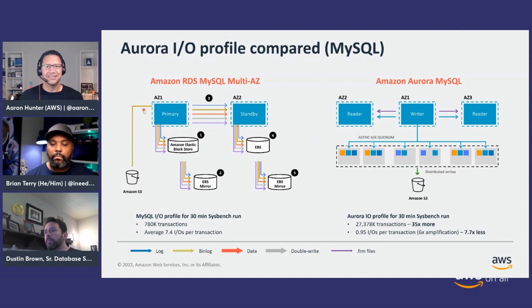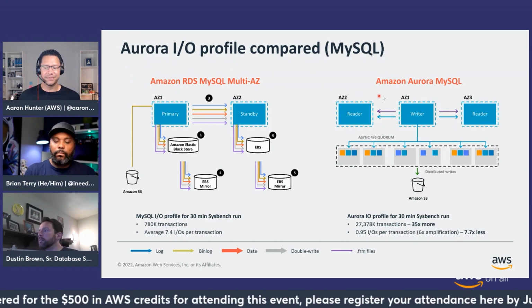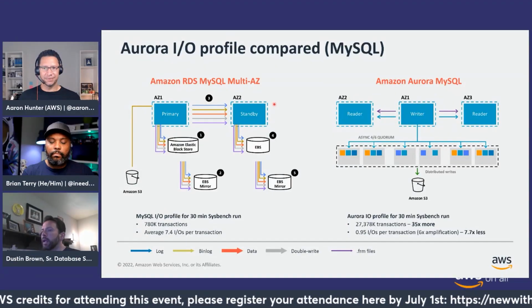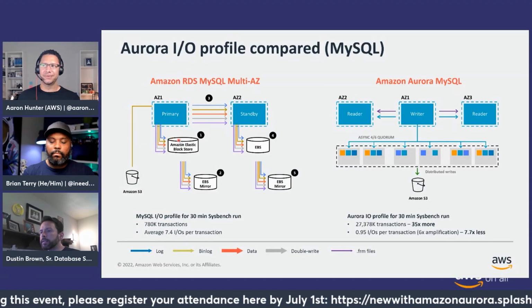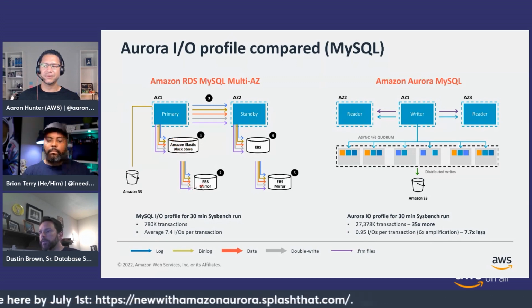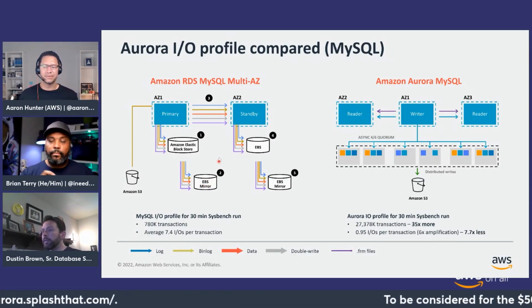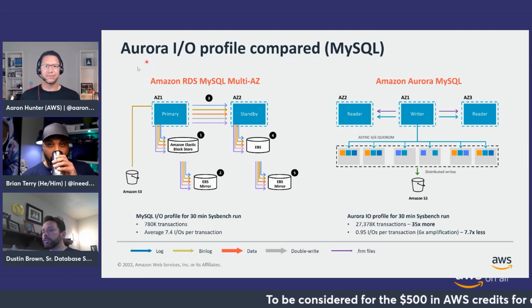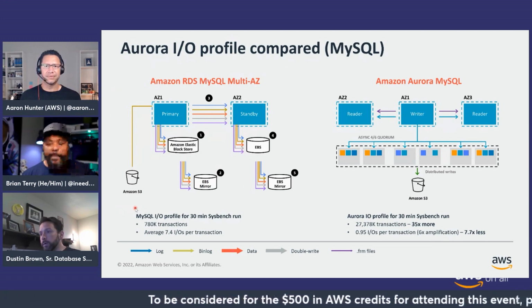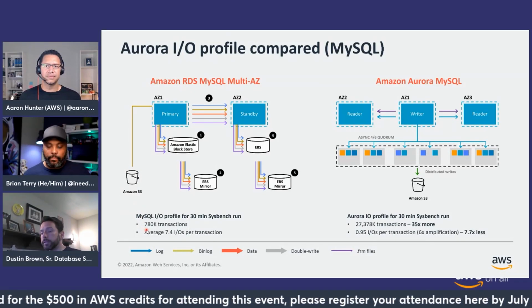Yes. Another interesting one is this comparison with the Aurora I/O profile. You can see Amazon RDS MySQL Multi-AZ, and Amazon Aurora MySQL on the right-hand side. This diagram goes over how it uses Amazon Elastic Block Store. It has an EBS mirror, which is our storage under the covers, and then it has the standby.